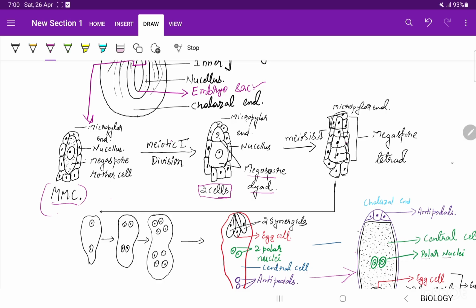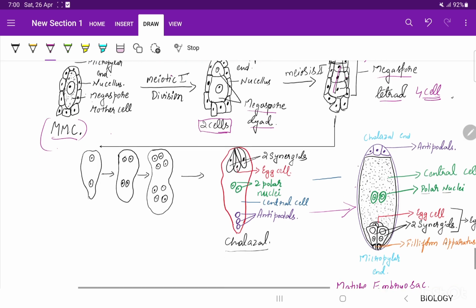Nucellus are still surrounding, they feed the developing megaspore mother cell. Next, meiosis 2 takes place to form the megaspore tetrad, that is 4 cells are formed. We know meiosis leads to 4 cells. Among these tetrads, that is 4 cells, 3 cells degenerate and only 1 cell is present and functional.